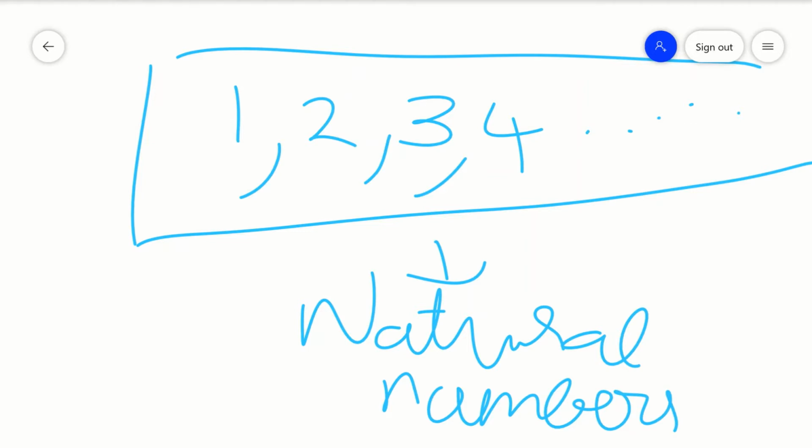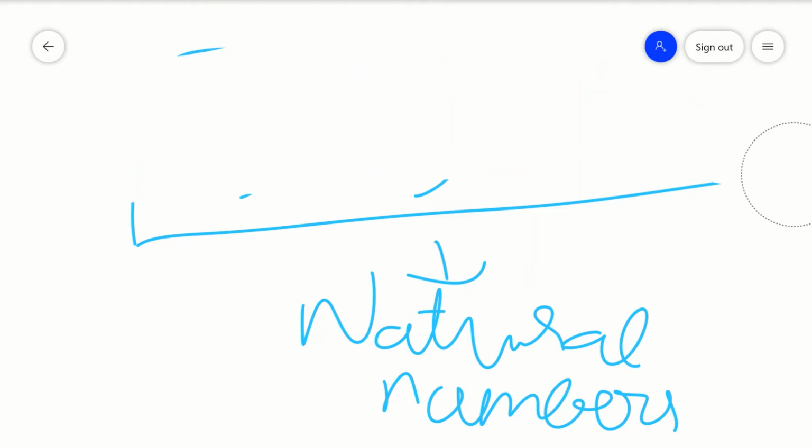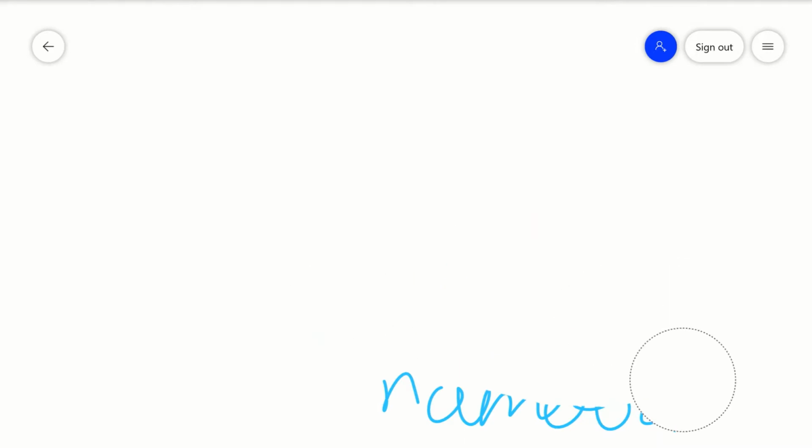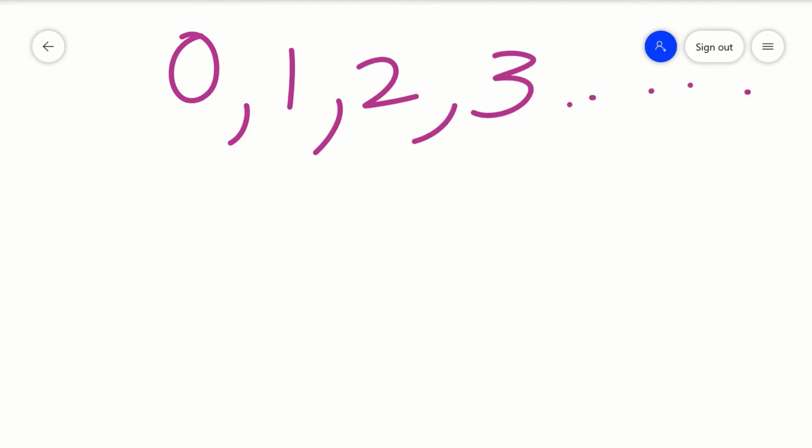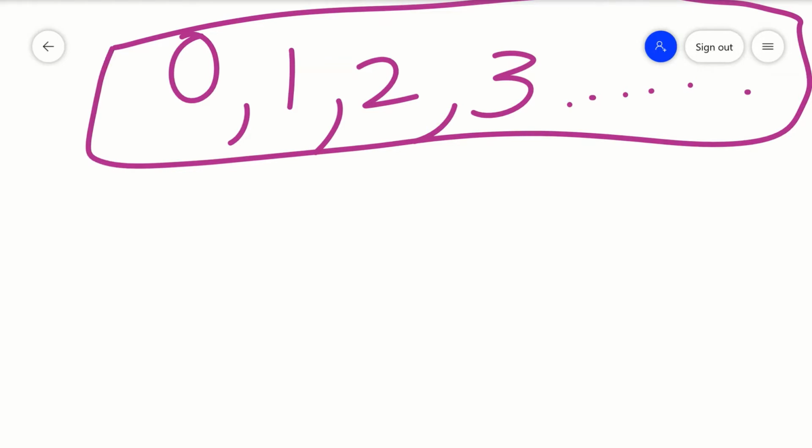Then why is 0 not included? When you're counting, do you include 0? No. So only the counting numbers are called natural numbers. Okay. So next, what is whole numbers? Whole numbers are the numbers which include counting numbers and 0, like 0, 1, 2, 3 till infinite. So these numbers are called the whole numbers.